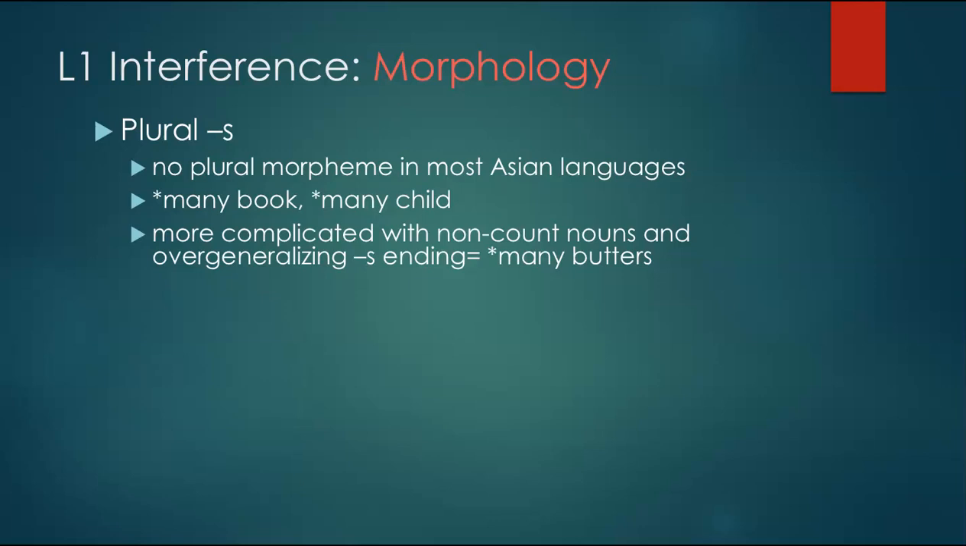Often there is no plural morpheme in Asian languages. They indicate plurality by using other words in the sentence. So you might hear someone talking about many book or many child. That many to them indicates that we're talking about a plural. It can be tricky to realize we need books and children.